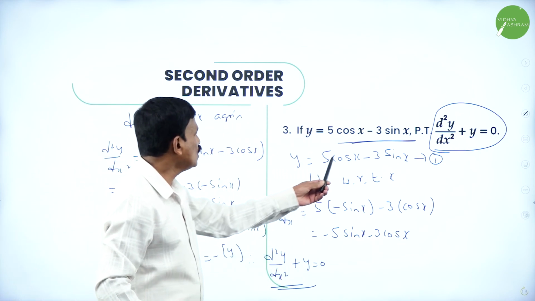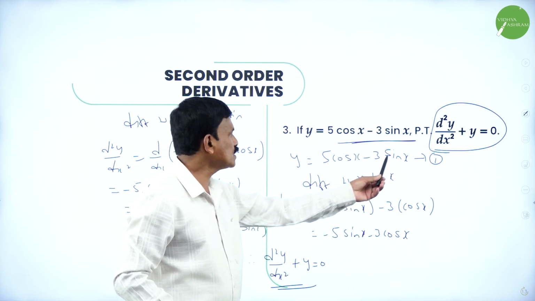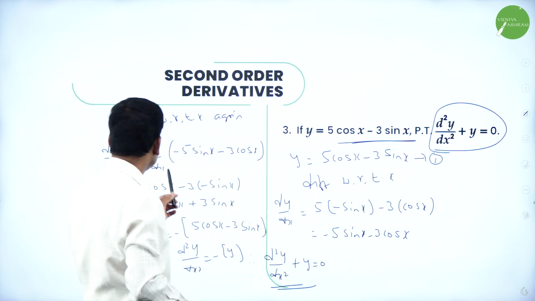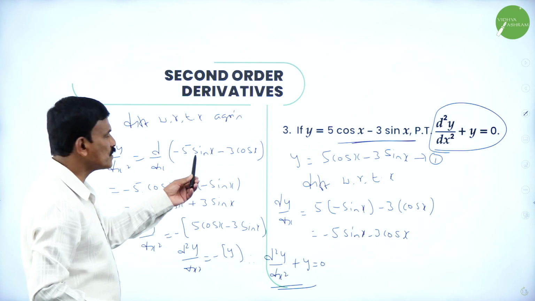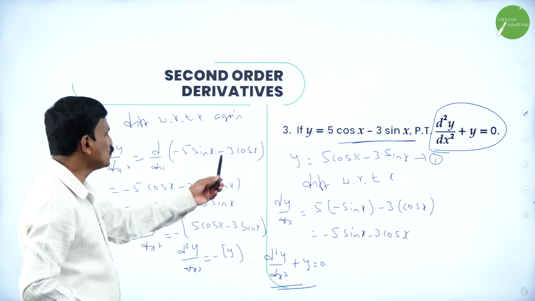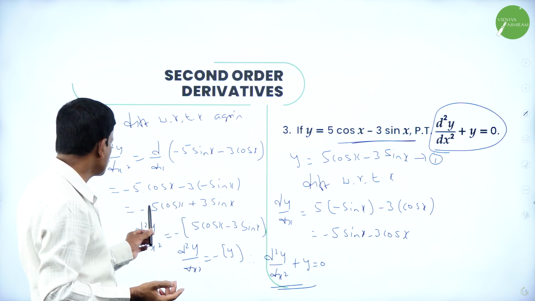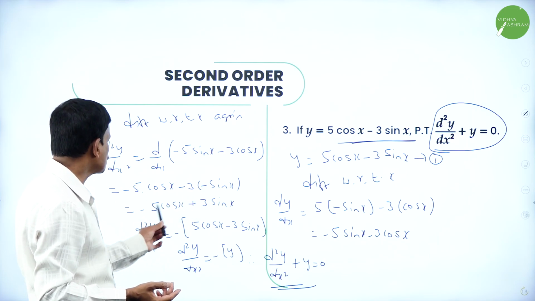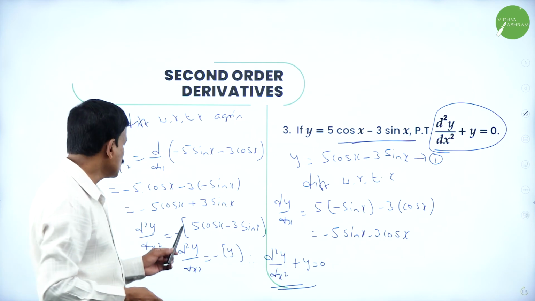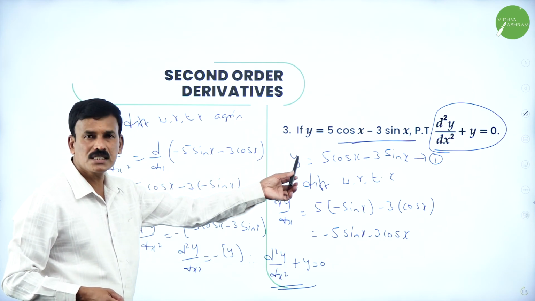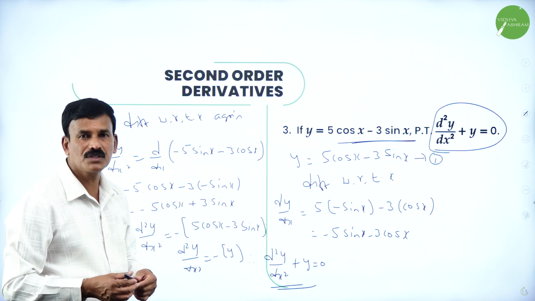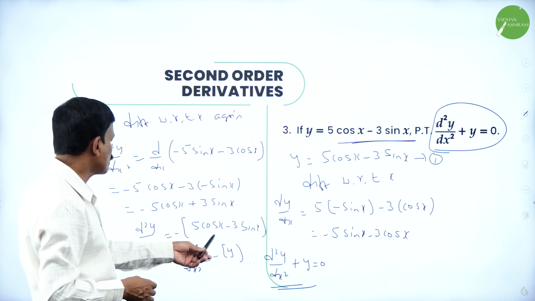Just differentiation of cos is minus sin, sin is cos. Again differentiate it: minus 5 as it is, differentiation of sin x is cos x, minus into differentiation of cos x is minus sin x. Minus into minus becomes plus. You can take minus out: 5 cos x minus into plus it is minus 3 sin x. 5 cos x minus 3 sin x is nothing but the given equation, that is y. So this is represented as y.